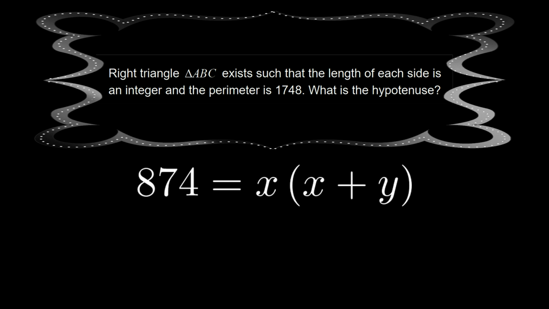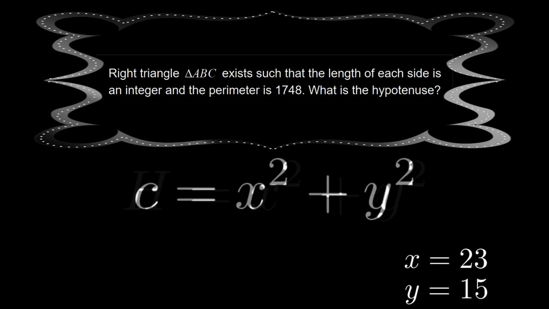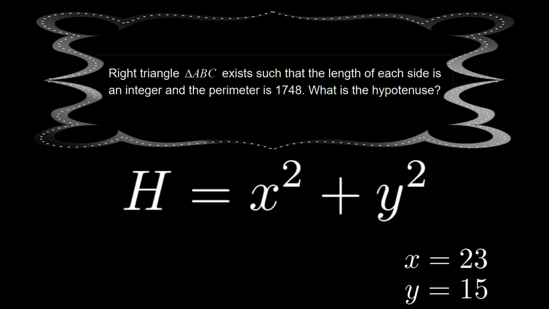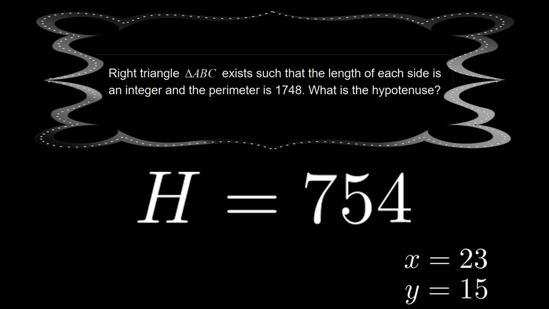With some guesswork or a calculator, we can factor 874 into 2, 19, and 23. Because x must be greater than y, we should set x equal to the greatest factor, in this case 23. That means that x plus y is 2 times 19, which is 38. This gives us x equals 23 and y equals 15. From here, we can use the theorem one last time. If c is the hypotenuse and c equals x squared plus y squared, the hypotenuse must be 15 squared plus 23 squared, which is 754.